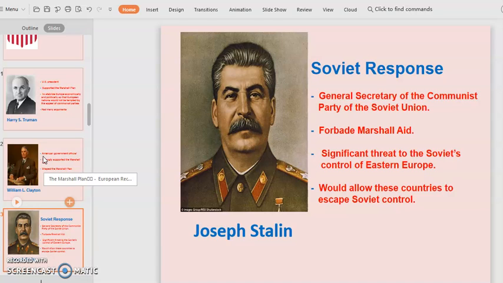Joseph Stalin was the General Secretary of the Communist Party of the Soviet Union during World War II. His country was offered Marshall aid, and he refused it. He forbade Eastern European countries from having anything to do with it. Stalin saw the plan as a significant threat to the Soviets' control of Eastern Europe. He believed that economic integration with the West would allow these countries to escape Soviet control. He then put even stronger control on the eastern countries.